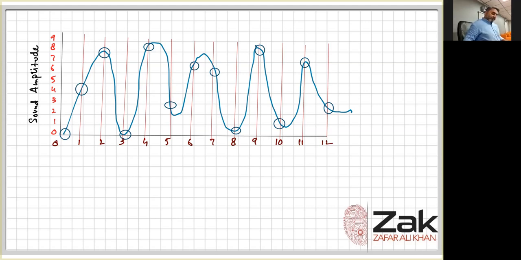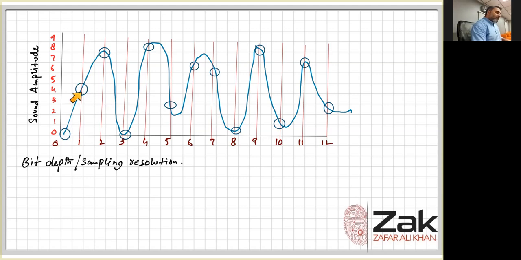So let's try to understand what these terminologies are. The first one is bit depth. So what is bit depth? Bit depth is also called sampling resolution. It is the number of bits used to represent the smallest unit in sound.